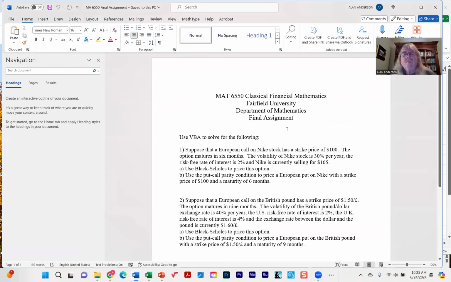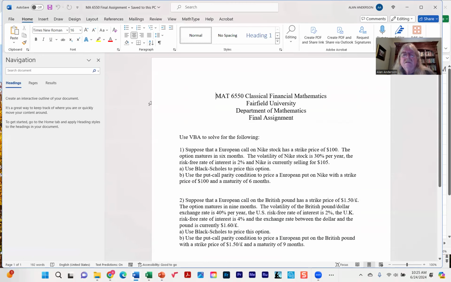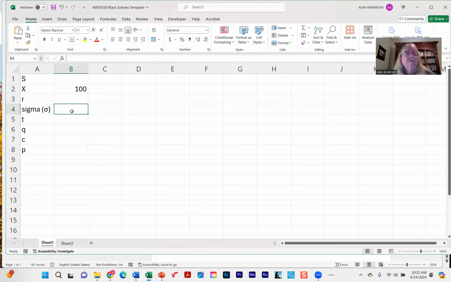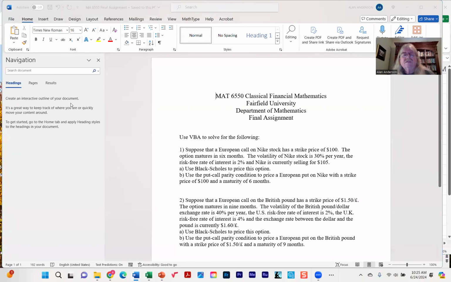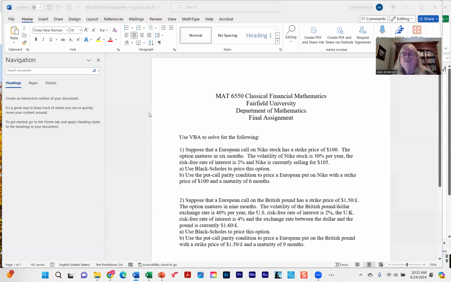So this first one, we have a European call on Nike stock with a strike of 100. So I put these here for you. You should always put your assumptions right on that spreadsheet. The option matures in 6 months. Volatility is 30% per year. Oh, whoops, I put it in the wrong spot. Risk-free is 2%.